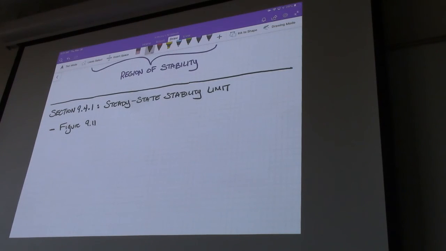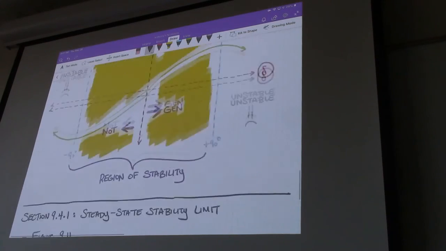All right, so, figure 9.11B, which I don't know. That's the figure I just drew.